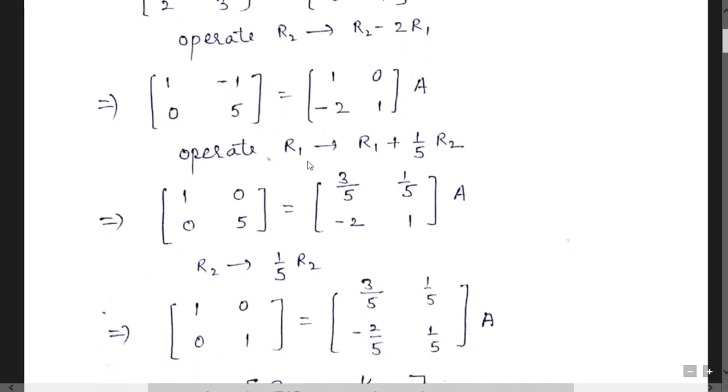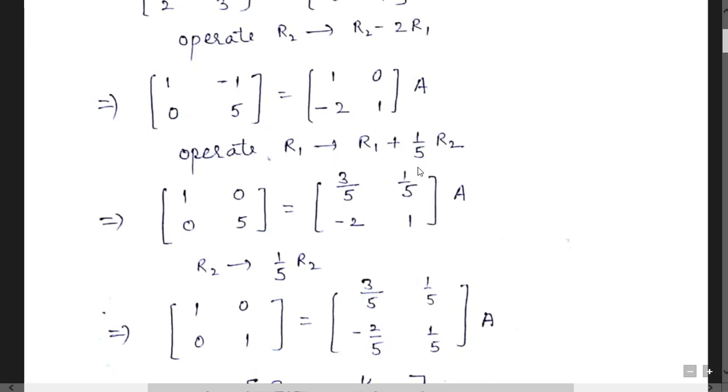Now operate R1 is equal to R1 plus 1 over 5 R2. Why is this step required? You have to convert this negative 1 into 0, because these off-diagonal elements you have to convert into 0 and the rest of the elements stay as they are. And the next step will be taken later.